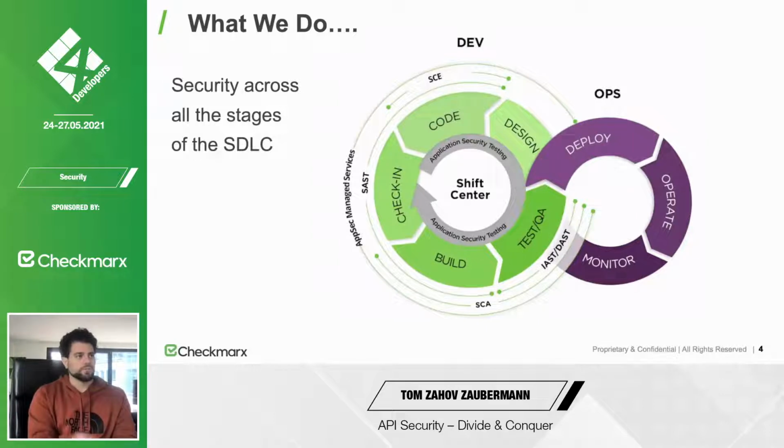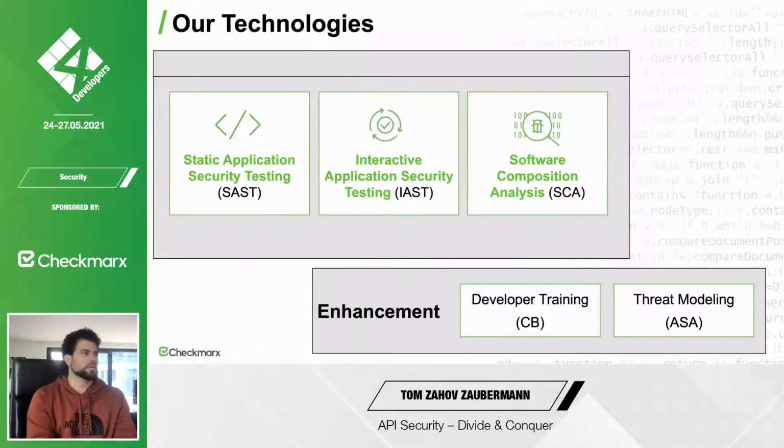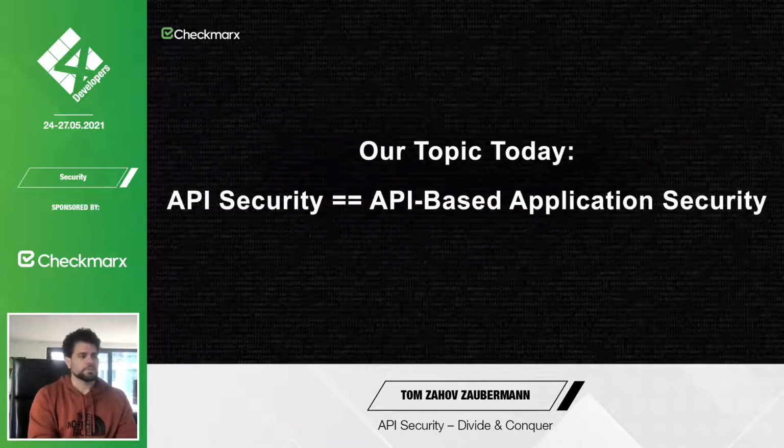So what do we do? What Checkmarx is doing is we basically integrate security into the DevOps cycle or into the SDLC, whatever you name it. We scan the code, as I said, and we check for open source vulnerabilities, etc. This is our technology. I wanted to go over it quickly just for you to understand where we are coming from. And basically, our topic today is API security.